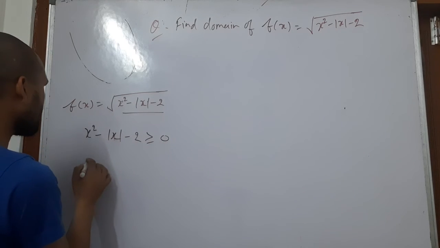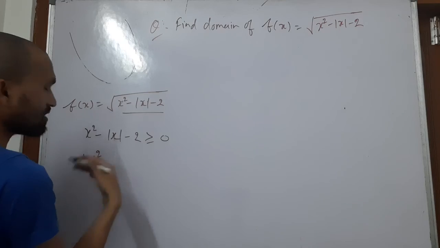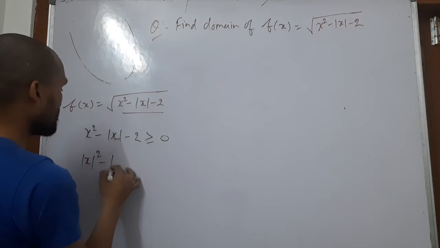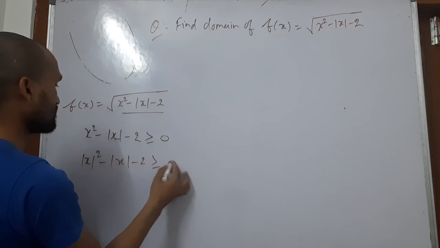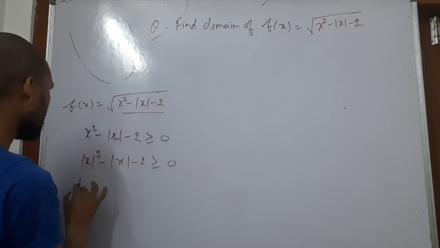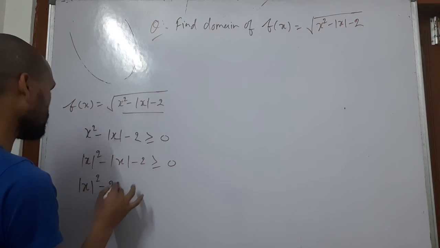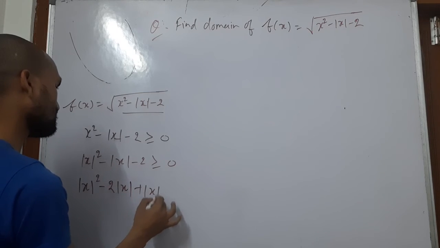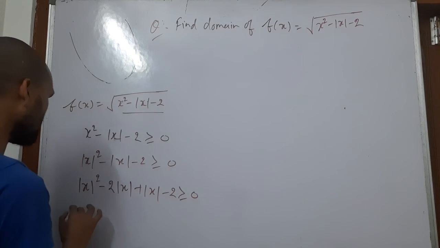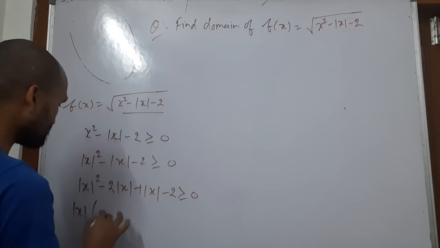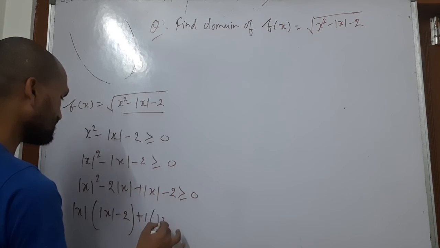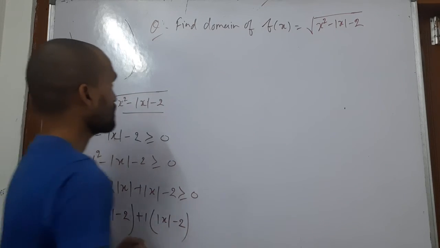We can write x square as mod x the whole square, because x square is equal to mod x the whole square. So mod x square minus mod x minus 2 is greater than or equal to 0. Now we should factorize this, and that will be mod x square minus 2 mod x plus mod x minus 2 greater than or equal to 0. After simplification we get mod x common: mod x minus 2, and here 1 common, it is mod x minus 2.